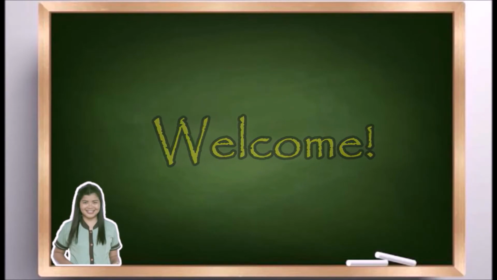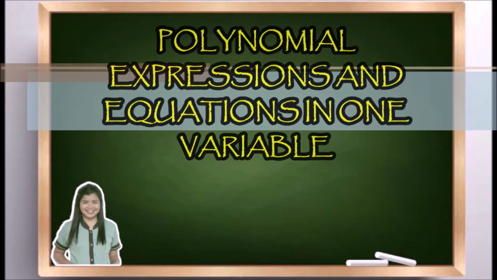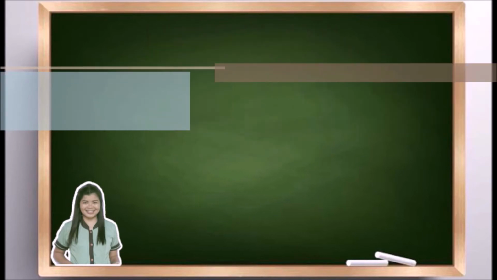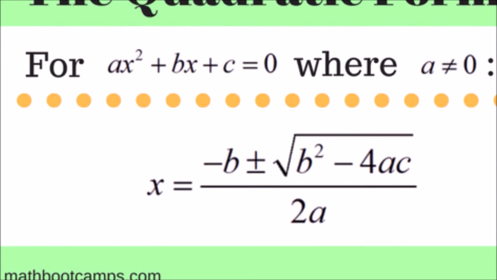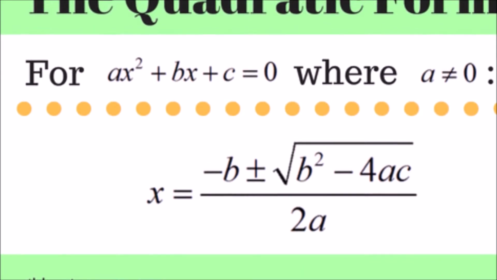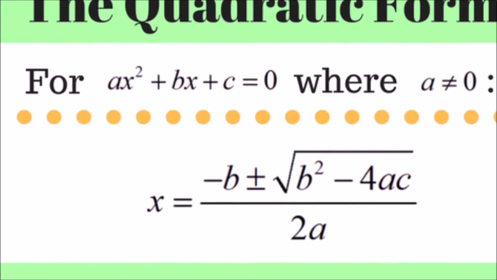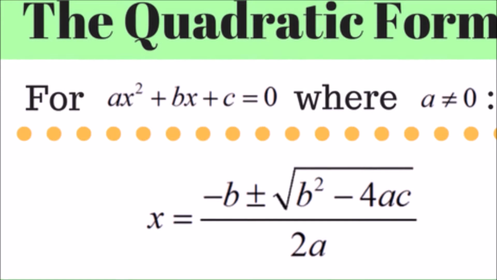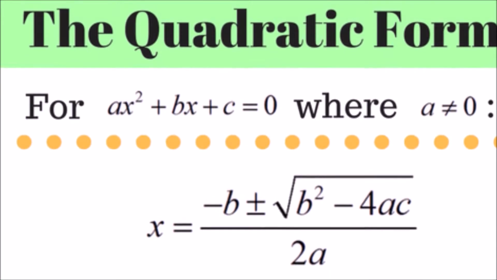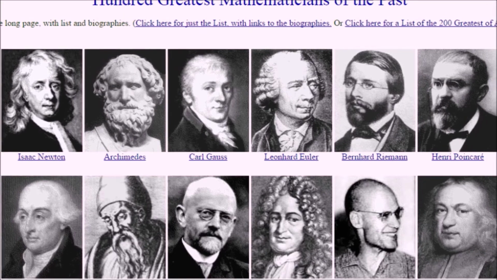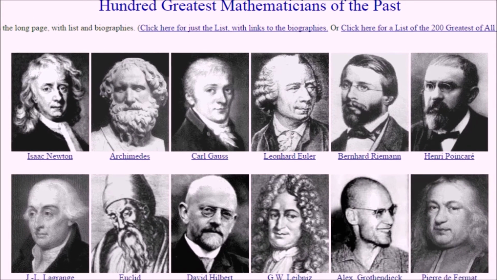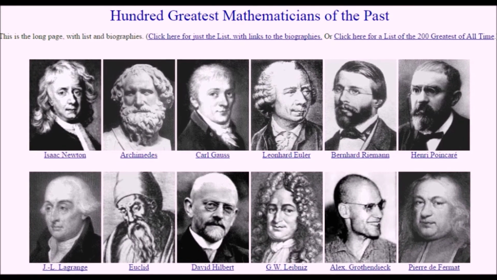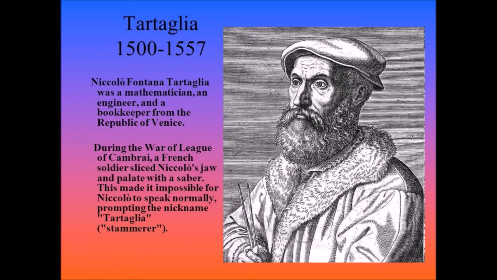So for this week, our first topic for the second quarter is all about polynomial expressions and equations in one variable. The quadratic formula is used in solving for the roots of a quadratic equation, which is also a polynomial equation. However, there is no specific formula that we can use once the degree of the polynomial equation is third degree or higher. Many mathematicians tried to discover a formula that we can use, but in discovering the formula for a cubic equation, a conflict or controversy arose between Cardano and Tartaglia.